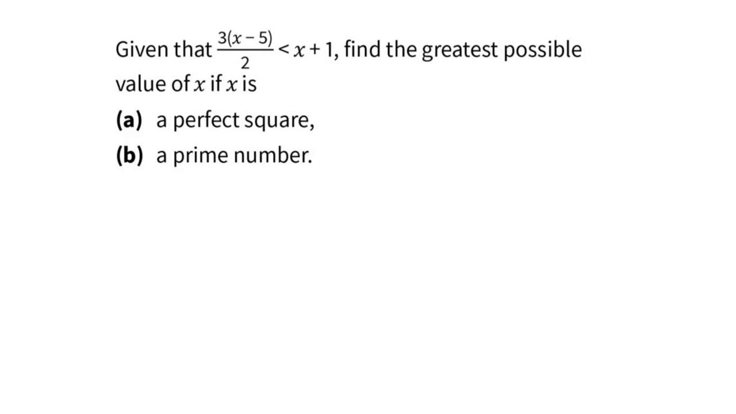Hello everyone, welcome to this video where we are given an inequality and we are going to find the greatest possible value of x. Part A will be a perfect square, part B will be a prime number. Even before we go straight into part A, part B, we need to solve the inequality here that is given.